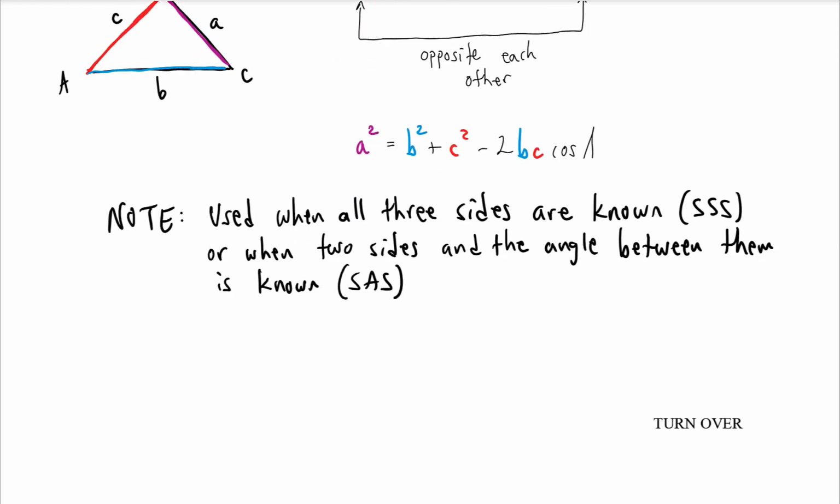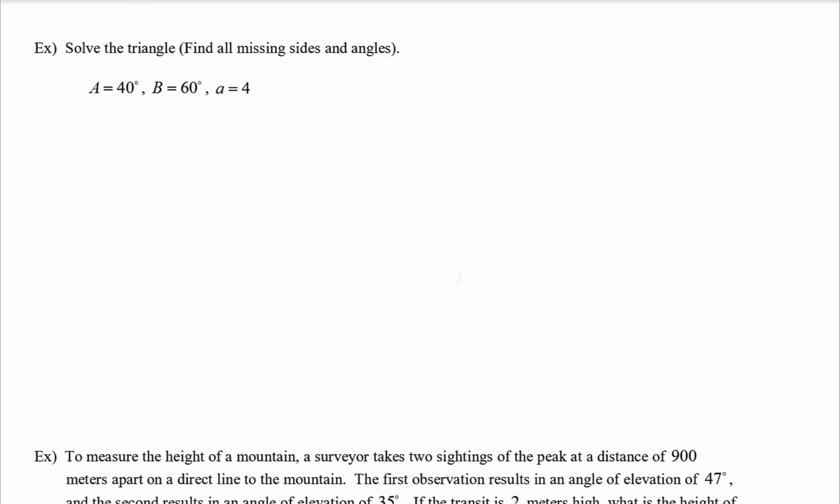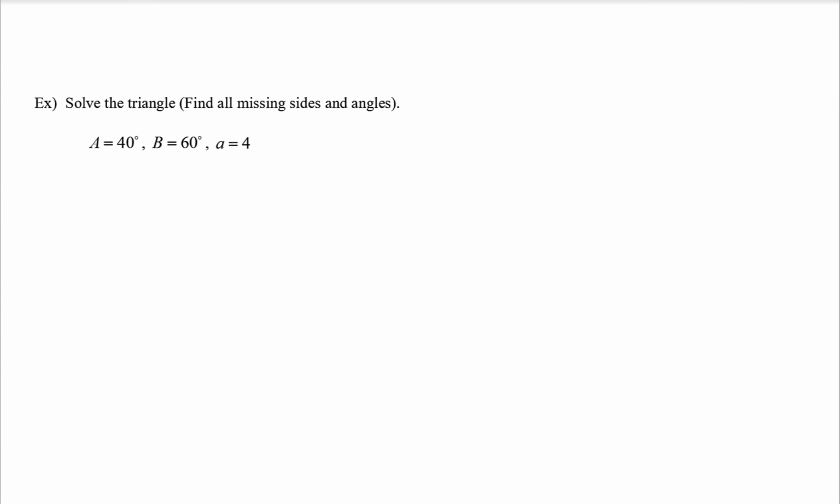Okay, let's give this stuff a whirl. So here's a triangle. We're not going to do a real world problem yet. Let's just do a triangle here and see if we can get the hang of these new identities, these new formulas. So let's solve this triangle. Let's find all its missing sides and angles.